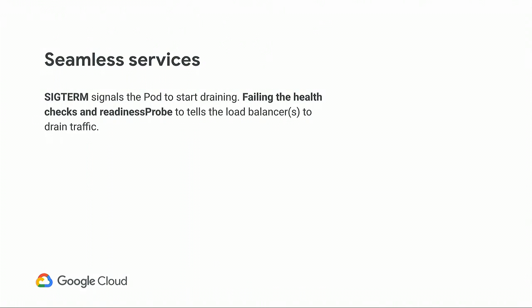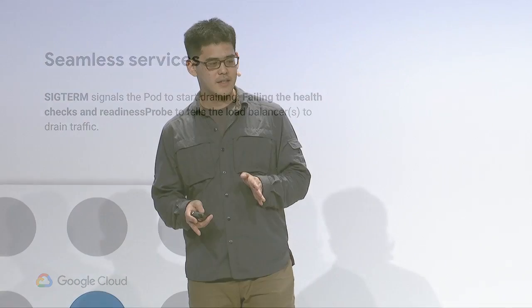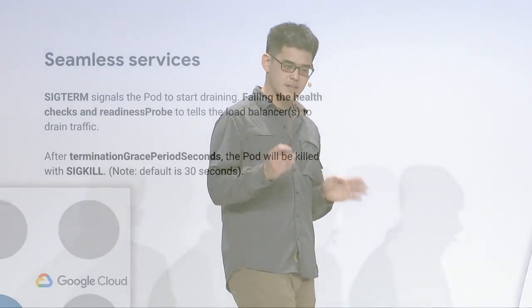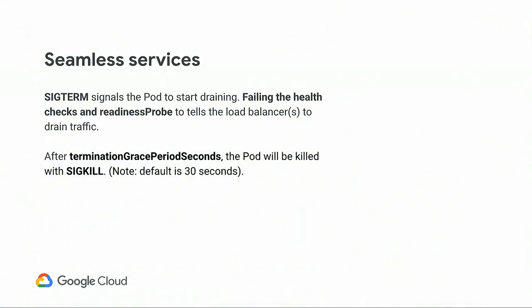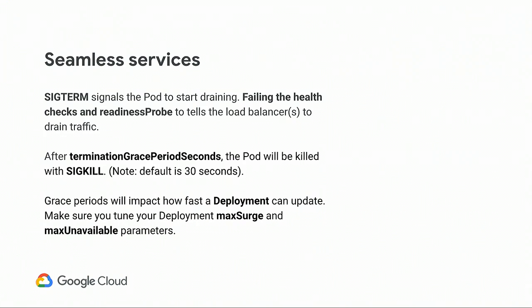So how do we have seamless services? Let's recap. The most important thing is when Kubernetes sends you a SIGTERM, you have to start draining your application. Requests may still be in flight to your application, but no new ones will arrive there. The way to tell the load balancer that this is happening is to fail the health checks and the readiness probe. Second, after termination grace period seconds, your pod will be killed with SIGKILL. If you don't set the setting, its default is 30 seconds. But if your application takes longer than 30 seconds to service the last few requests, make sure you adjust the setting.